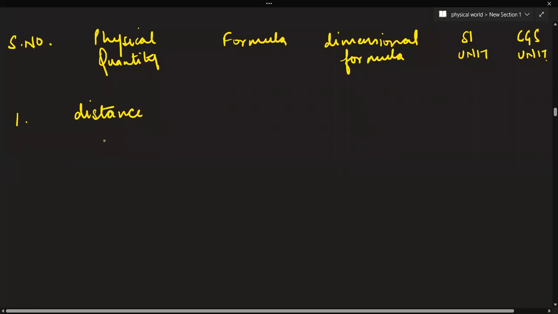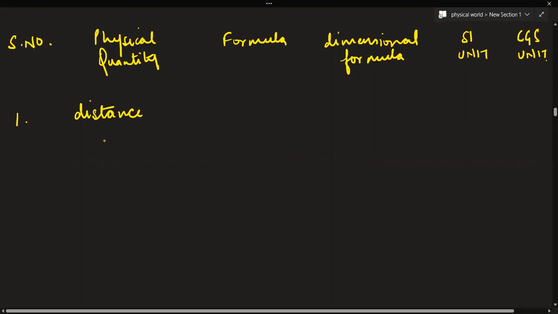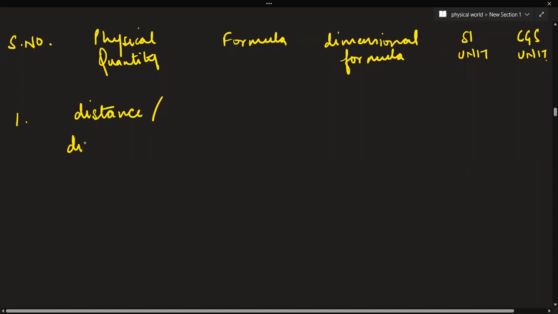And see, many of these will get covered as you reach the end of your class. From every chapter, you have certain formula, you have certain topic, and with the help of the formula, you can easily write the dimensional formula. So distance has no formula. Distance, or if I write displacement, this is length only. So dimensional formula will be L to the power 1. SI unit is meter and the CGS unit is centimeter. Easy? Clear?